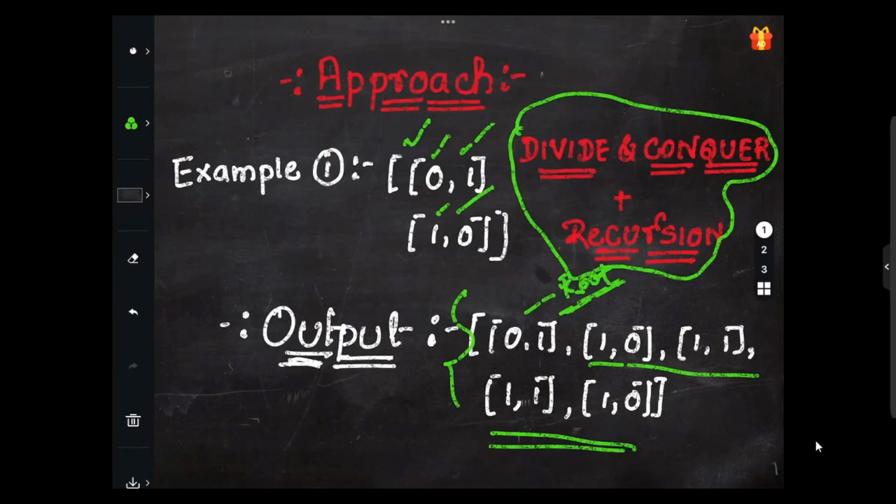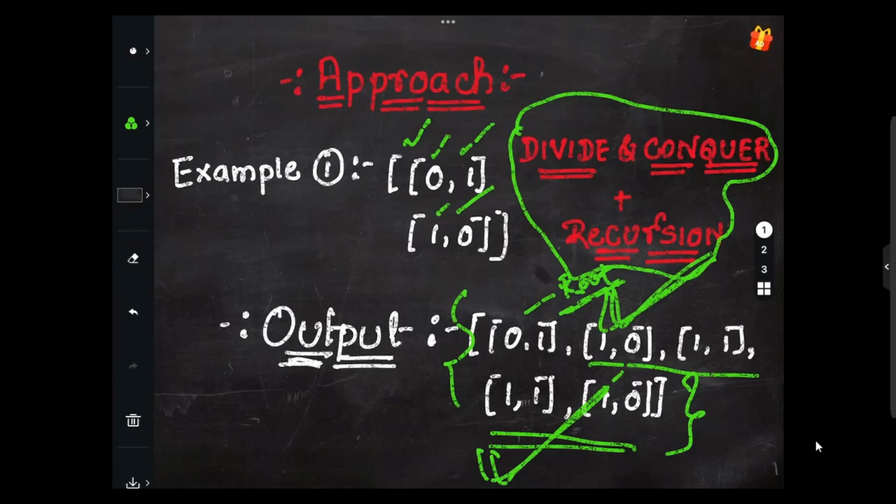1 comma 0 comma 1, 1 comma 0, 1 comma 1, 1 comma 1, and 1 comma 0. So this is the output that we have got, right? I hope the approach part is completely clear. Whatever output we got is equivalent to the output they have given for example 1 within the question. So our approach works absolutely correct in this case.